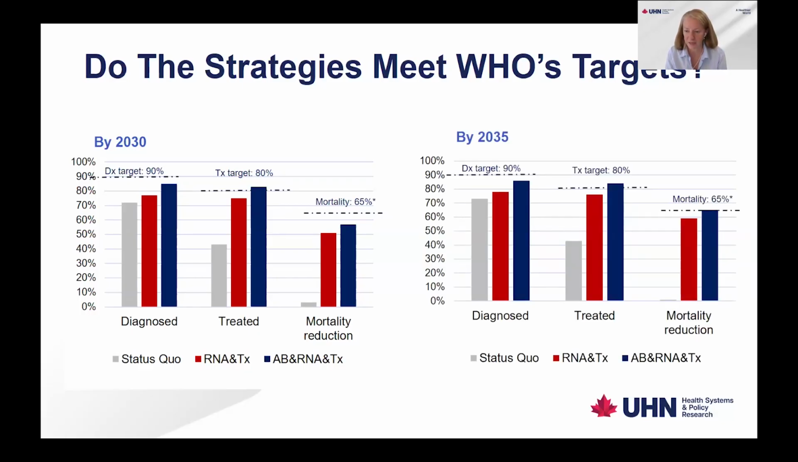And so now we add 2035, basically extending our timelines to reach WHO targets. And so now with the combined strategy, again improving linkage to care as well as reaching the undiagnosed population by specific screening programs, we could reach WHO targets for mortality, for treatment, and not quite yet for diagnosis.